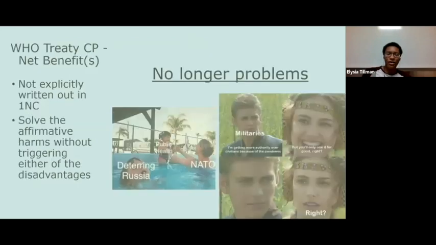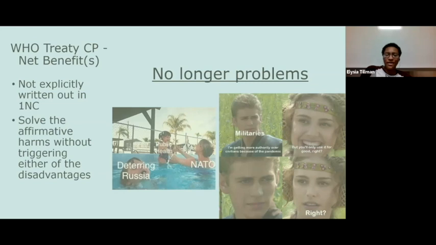So the last thing to talk about is the net benefit. Now, there's technically two here. And an important thing to note is that this is not explicitly written out in your 1NC shell. So if you're looking at your packet, you're not going to see it written out as net benefit. So again, as a reminder, the net benefit here is solving the affirmative harms without triggering either of the disadvantages. So in your 1NC, you would be reading a disadvantage 1NC shell the way you're used to, either the deterrence disad or public health. You could do both, but you only need one per se. And then that is going to act as your net benefit.